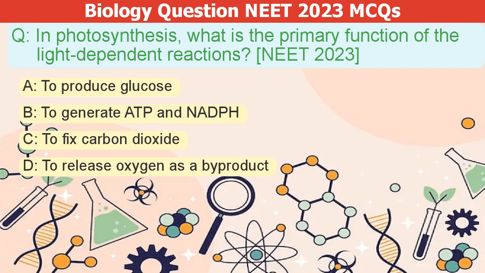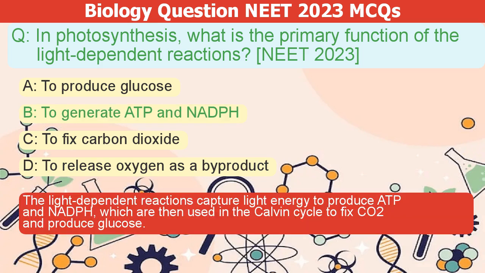In photosynthesis, what is the primary function of the light-dependent reactions? NEET 2023. A. To produce glucose. B. To generate ATP and NADPH. C. To fix carbon dioxide. D. To release oxygen as a byproduct.